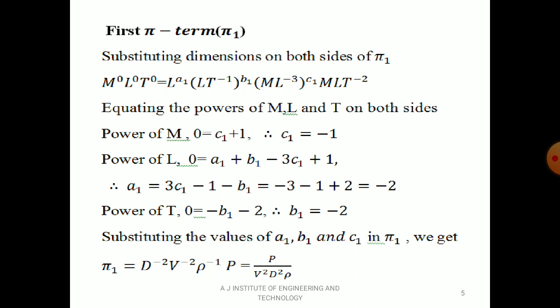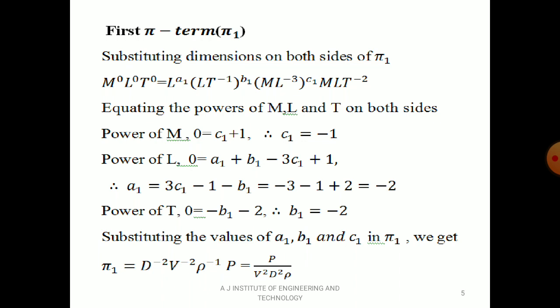Now equating the power of t. t to the power 0 on the left hand side, t to the power minus b1 on the right hand side, and t to the power minus 2 again on the right hand side. So I get the expression 0 equal to minus b1 minus 2. Therefore b1 equal to minus 2. Now I have values of b1 and c1: b1 equal to minus 2, c1 equal to minus 1. So I can substitute values in expression 2 for a1. a1 equal to 3c1 minus 1 minus b1. So 3 into minus 1 becomes minus 3, minus 1, minus of minus 2, so that becomes plus 2. Minus 3 minus 1 plus 2, so the value for a1 is minus 2.